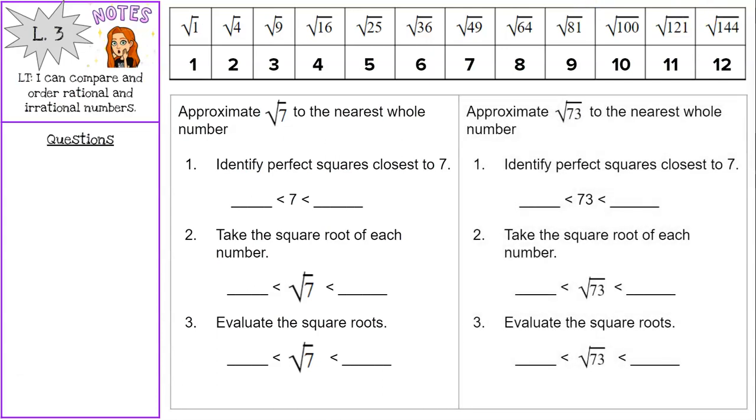We have: approximate the square root of 73 to the nearest whole number. So again, identify perfect squares closest to 73. Well, if I look at my chart, 73 would be in between 64 and 81. We're going to take the square root of both of those. And the square root of 64 is 8. And the square root of 81 is 9. So that shows us where the square root lies between.